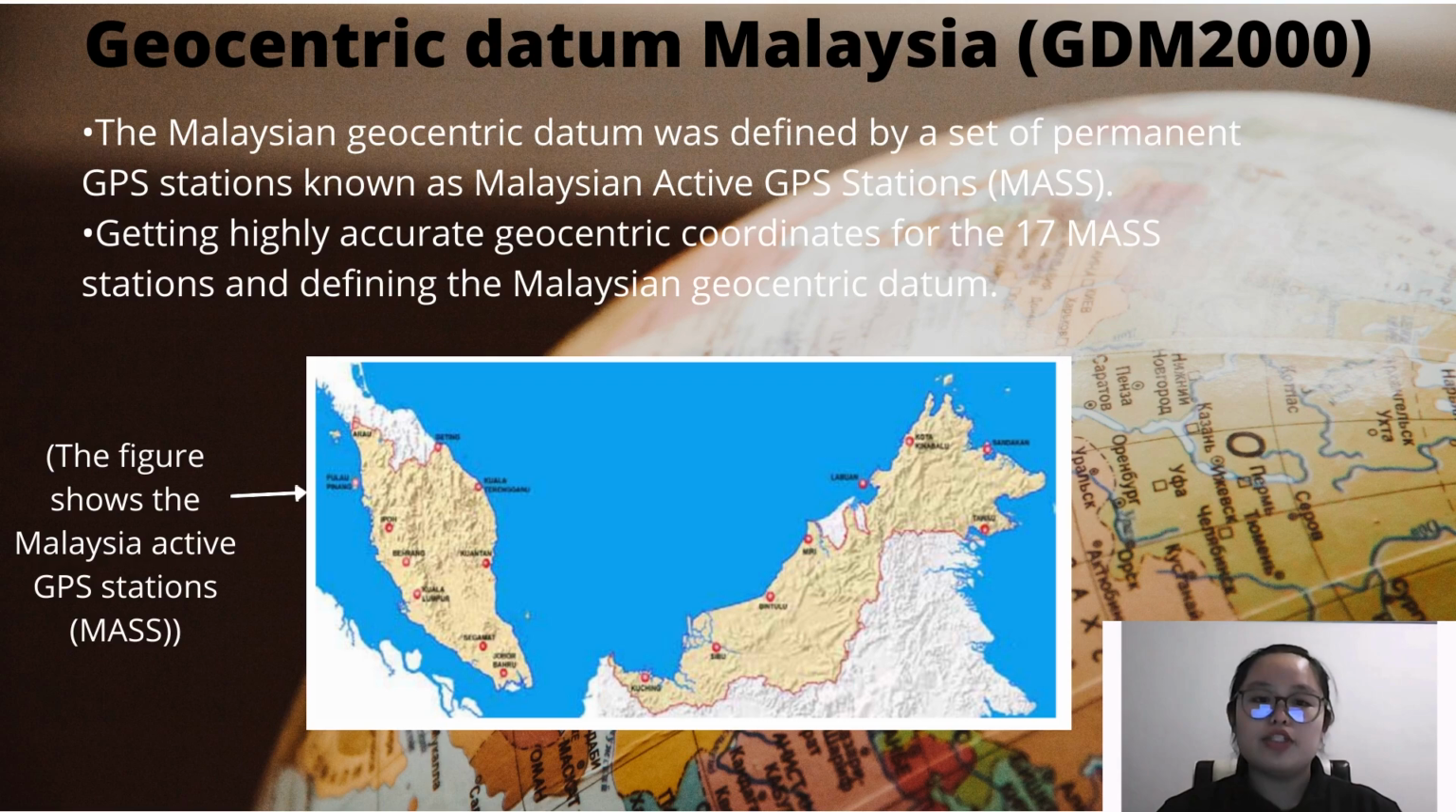Geocentric datum Malaysia. The Malaysia geocentric datum was defined by a set of permanent GPS stations known as the Malaysia Active GPS Station (MASS), getting highly accurate geocentric coordinates for the 70 MASS stations and defining the Malaysia geocentric datum. And the figure shown is the Malaysia Active GPS Station (MASS).